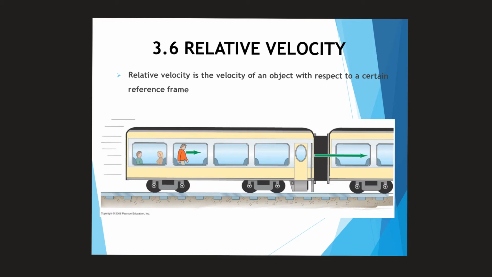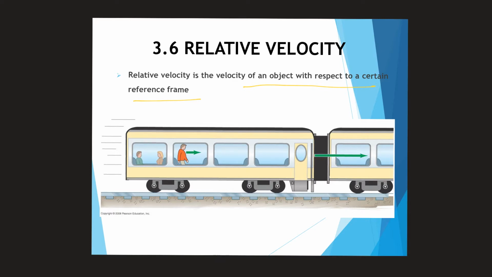Now we are going to talk about relative velocity. When we talk about relative velocity, we are going to find the velocity of an object with respect to a certain reference frame, or we can say how observations are made in different frames of reference. For example, in front of you, you can see a person walking inside a moving train.